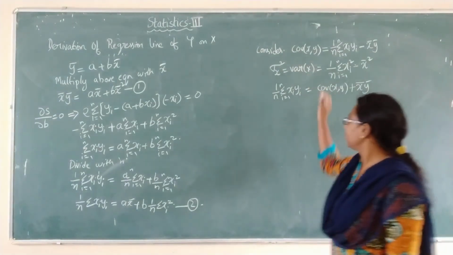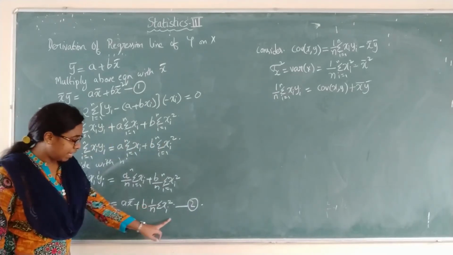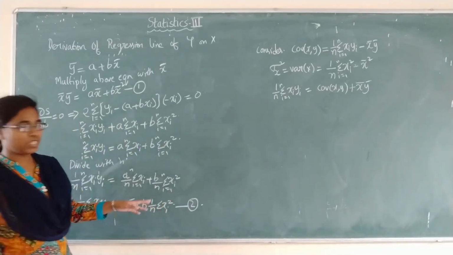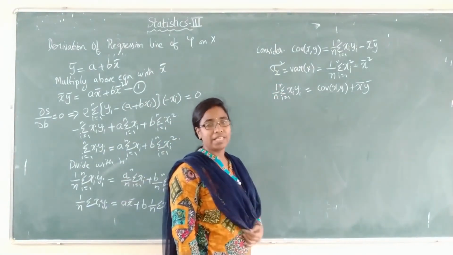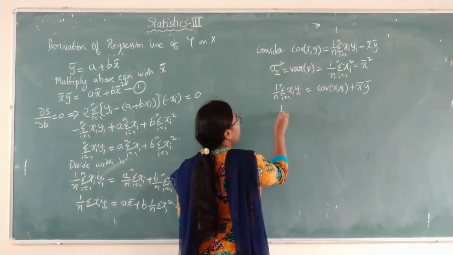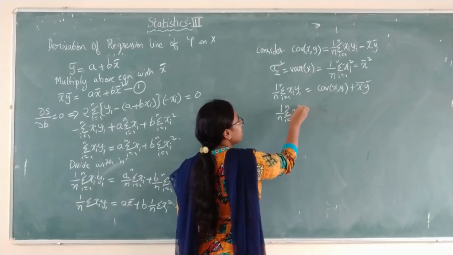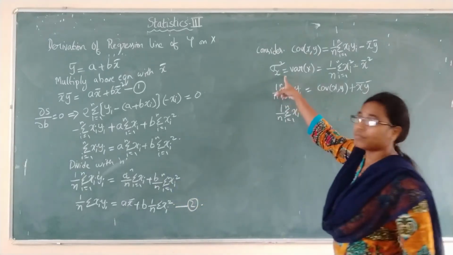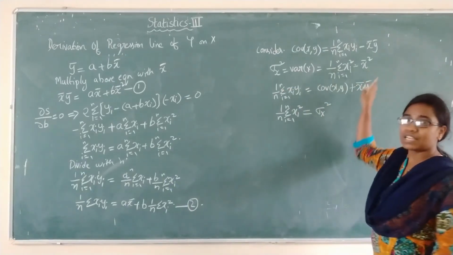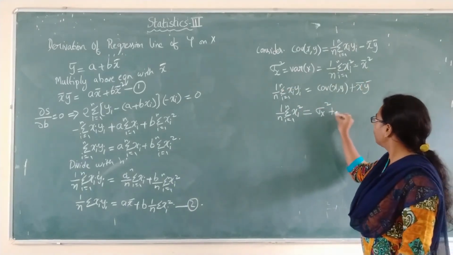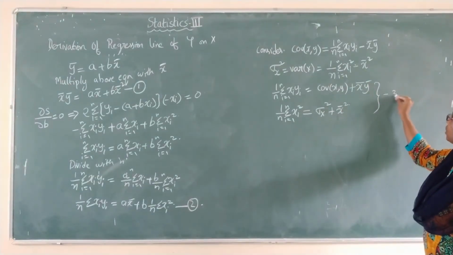Next, take the sigma x square. Here which value do I want? 1 by n summation xi square. By using the sigma x square formula, we get 1 by n summation i equals 1 to n xi square equals sigma x square, and this minus x bar square goes to the other side and becomes plus x bar square. So keep these two as equation 3.